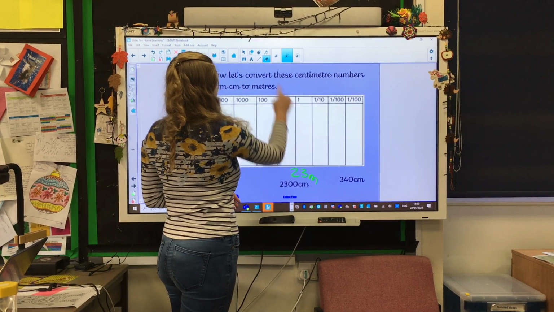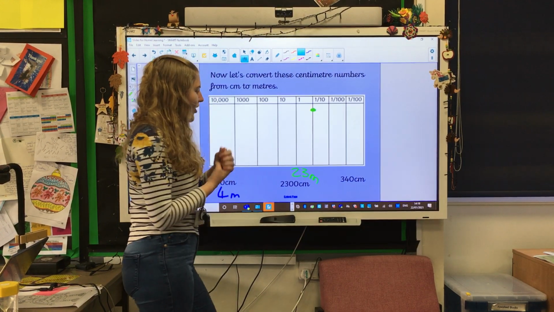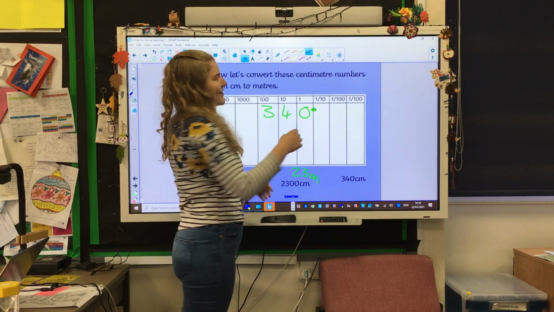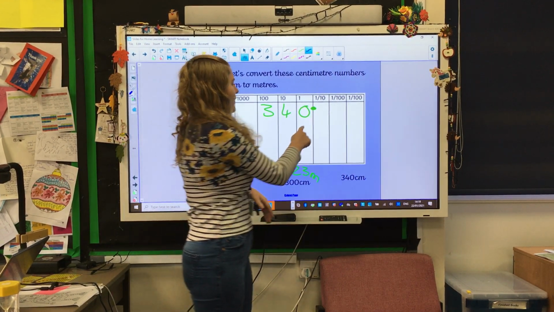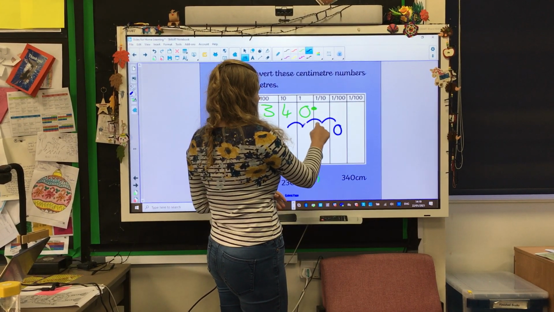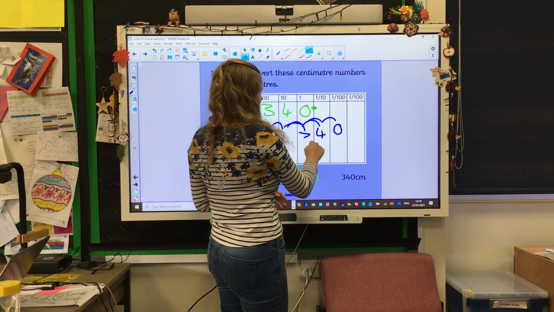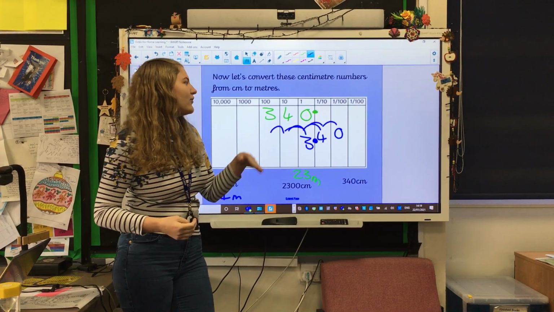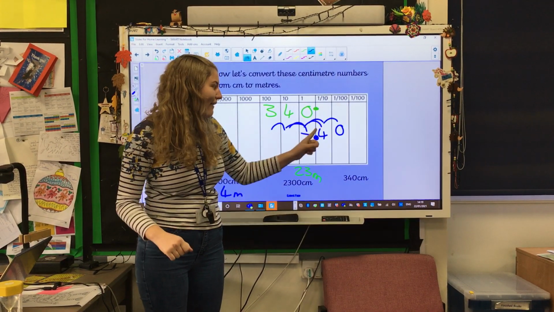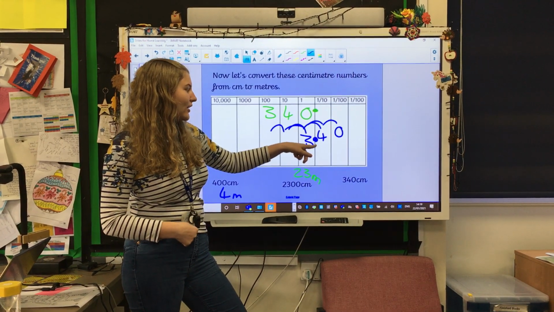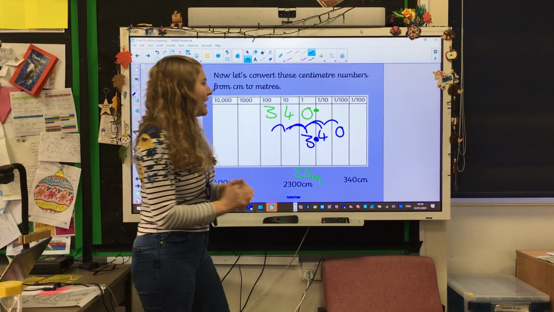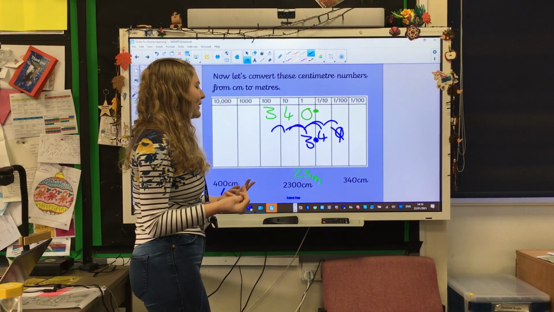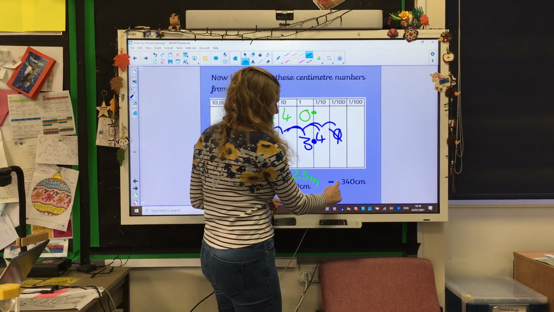Rub that out. The last one, children, is 340 centimetres. So remember, we're dividing by 100 here to convert. So let's move it 2 spaces. 1, 2, 1, 2. Okay, now do not be fooled, children. Have a look really carefully. So previously, everything after the decimal point would have been dropped because it doesn't hold any value, but have a look here. This does hold value. It holds 4/10, so do not get rid of that. Get rid of this zero, though, because that is not holding any value. And you will see that 340 centimetres is the same as 3.4 metres.